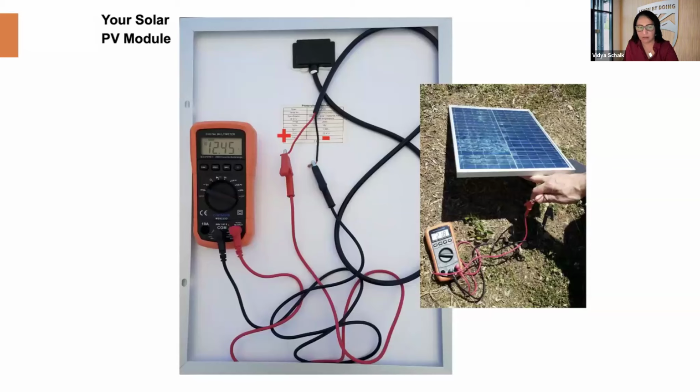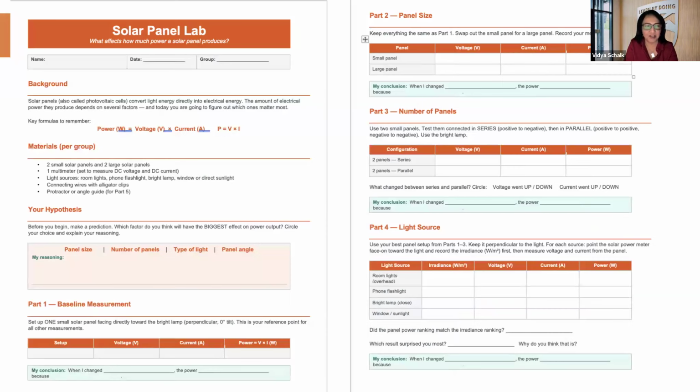I didn't put it here, but I walk them through the multimeter. I'll show that in a different slide. Anyway, so they go do, I probably shouldn't have this here. This is a solar panel lab. So they go out. This is a worksheet that they work with, and I go through all these.